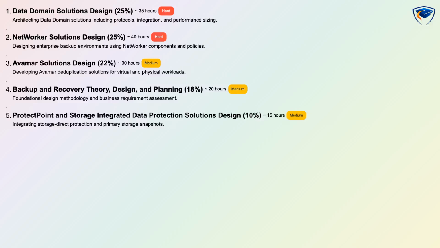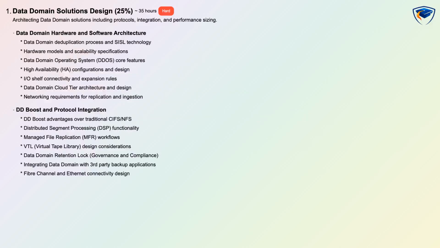study time effectively. Data Domain Solutions Design carries 25% of the exam and is rated hard with about 35 hours of study and scenario-based assessment. You will learn the data domain deduplication process including SISL technology, the core features of the data domain operating system, and the hardware models and scalability specifications that determine capacity and performance.